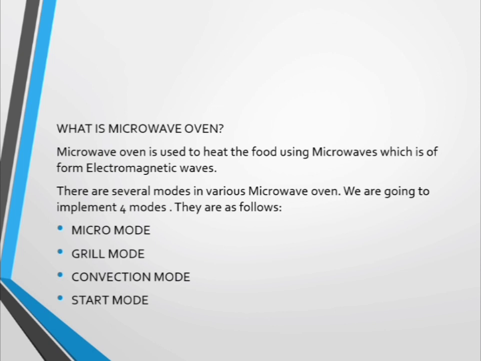Finally, let us look into the start mode. The start mode is a basic setting to begin the cooking process. We select the cooking time and power level and then press the start button to initiate the chosen cooking mode, whether it's a microwave, grill, convection, or a combination of these modes. It's the mode that activates the cooking process according to our settings.